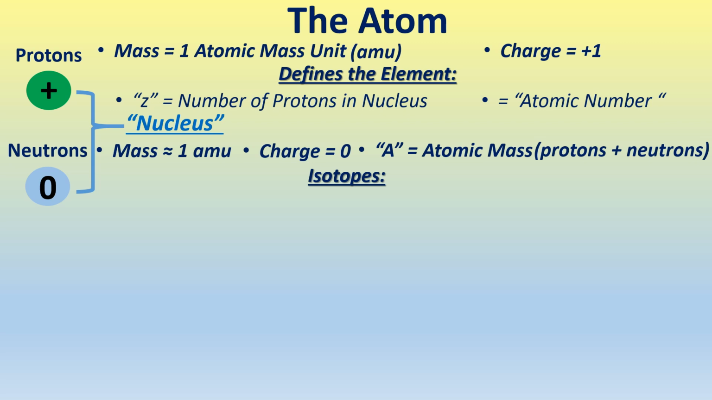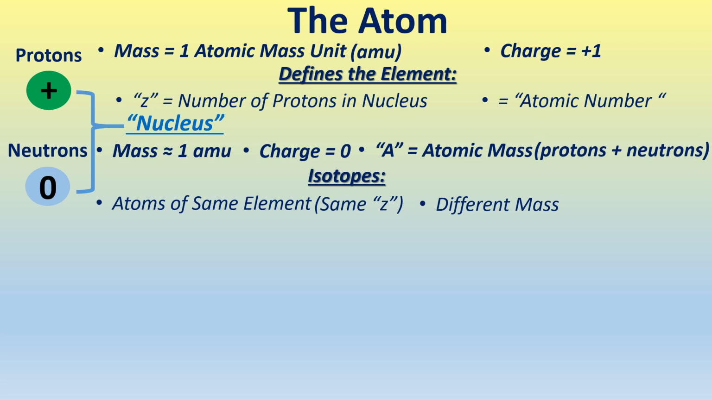Isotopes are atoms of the same element, meaning that they have the same number of protons. However, they have different masses. This occurs because they have different numbers of neutrons and therefore different atomic masses.